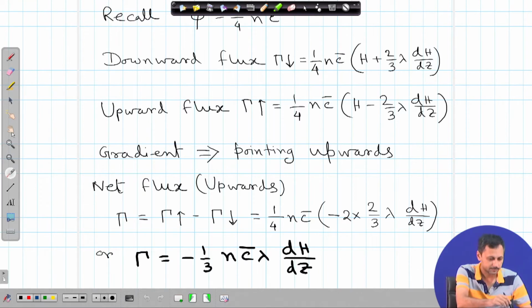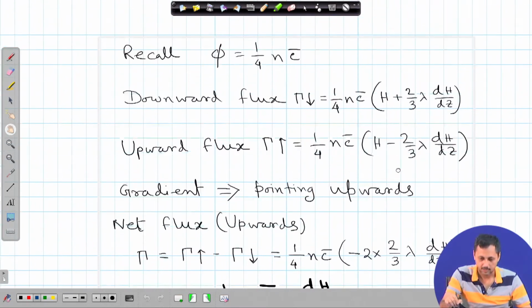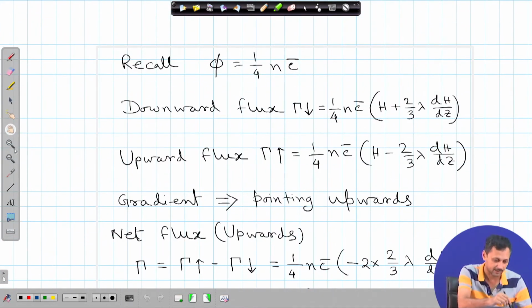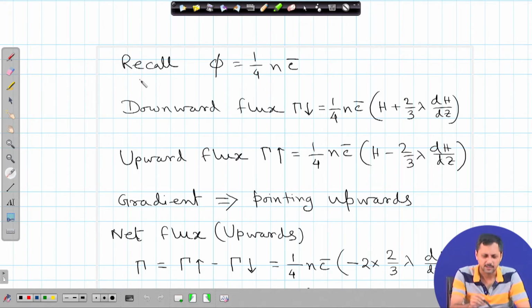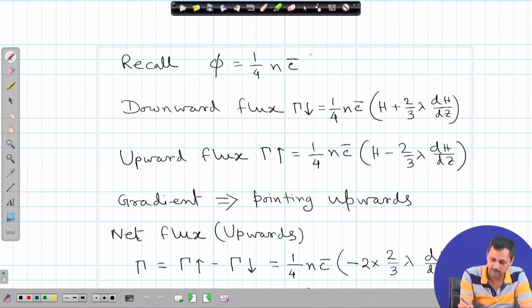Now, we recall the result which we derived in one of the earlier classes, I think lecture 9, that the flux phi is 1/4 n c bar. What is that flux?